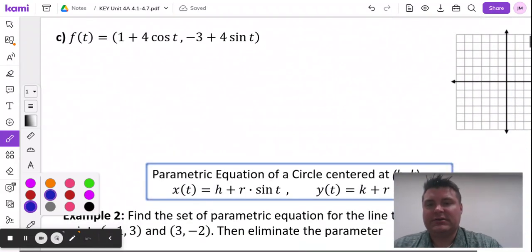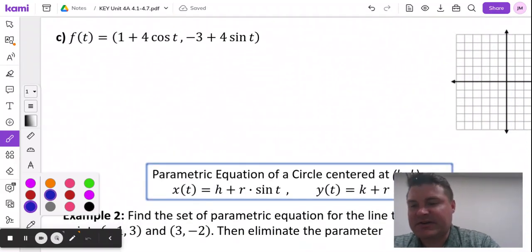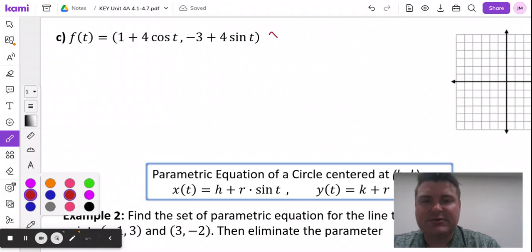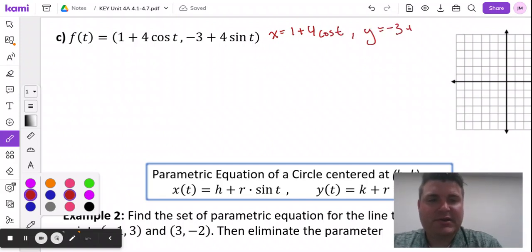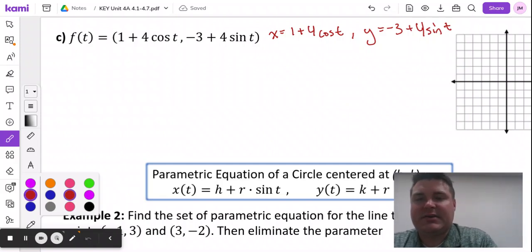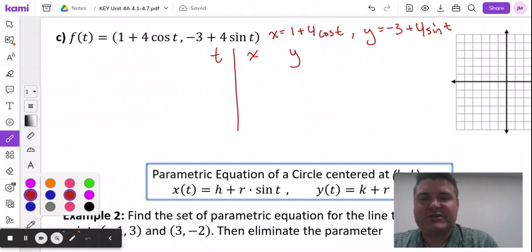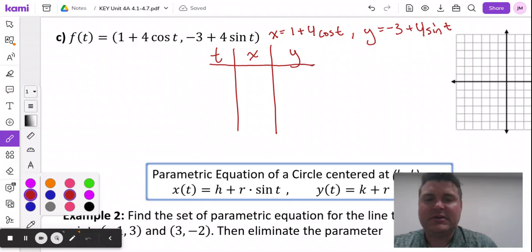Let's move on to this one. Again, I'll write down what these are. Again, x equals. This is a fun one. And then y equals -3 plus 4 sine t. Okay, anytime we have the sine and cosine, what we're going to do is we're going to pick t values that are on the quadrantals. If you don't remember what that is, go back to your old notes and look it up. Or you can just keep listening to this video because I'll tell you in 3 seconds.